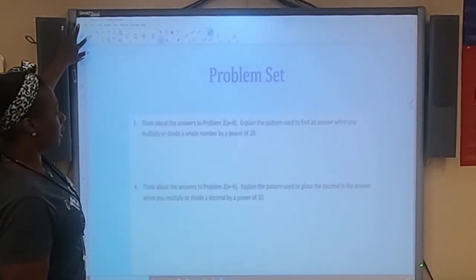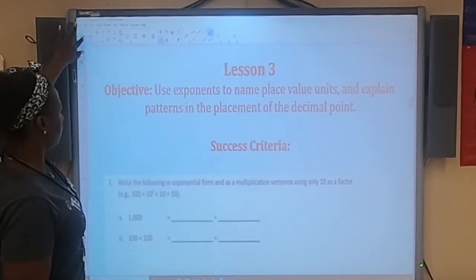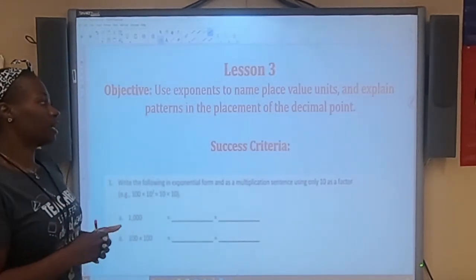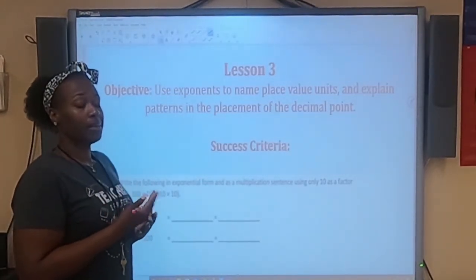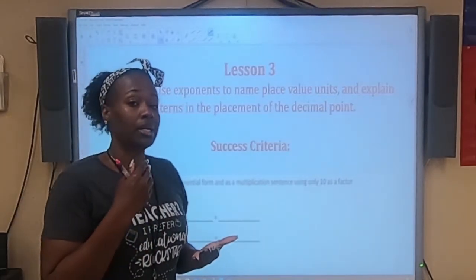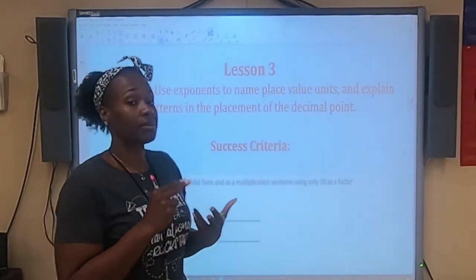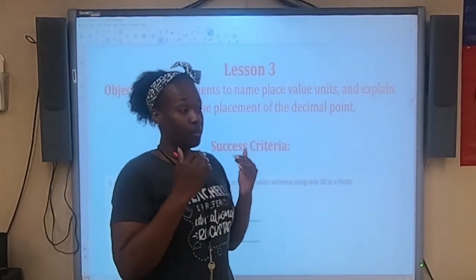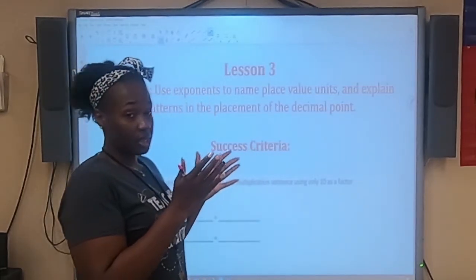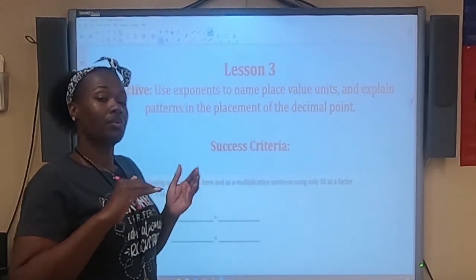Okay. So that is our lesson 3. In lesson 3, we use exponents to name place value units and explain patterns in the placement of the decimal point. Some key points to remember is that my number of zeros tells me how many tens I'm multiplying. It also tells me what my exponent will be. Also remember that when we multiply, we're moving the digits to the left on the place value chart. When we divide, we're moving the digits to the right on the place value chart.